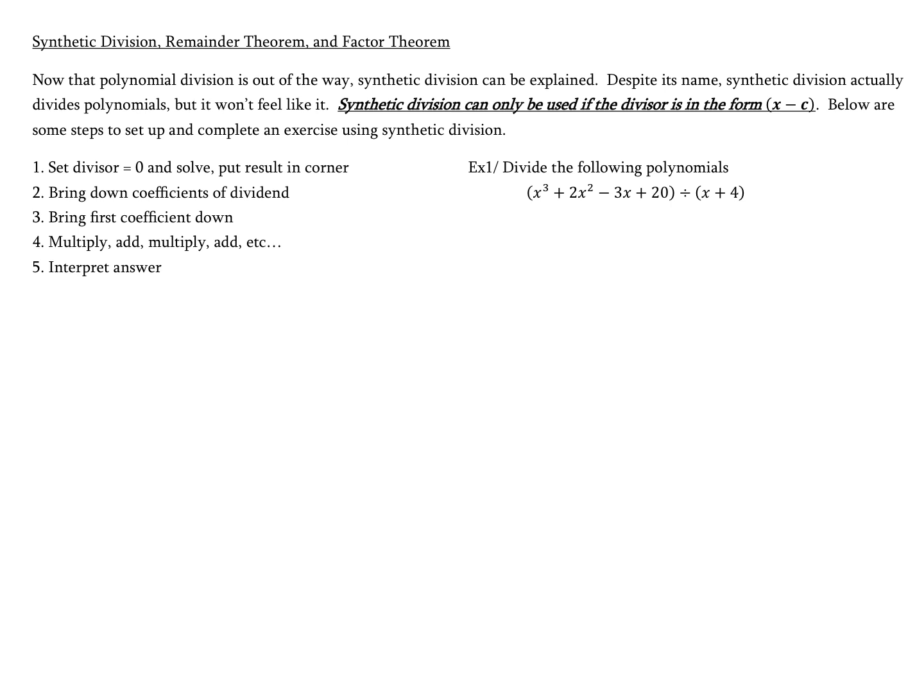So the first thing you want to do is set the divisor equal to 0 and solve and put the result in the corner. So really, this is the divisor over here. x plus 4 equals 0. That means x equals negative 4. And I say just put that in the corner like this.